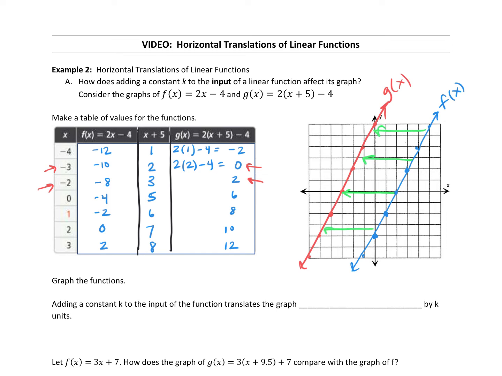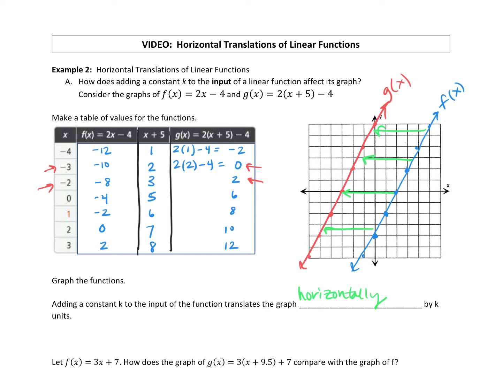So we'll just answer the question. Adding a constant k to the input of the function translates the graph horizontally. So let's throw in that word horizontal because this is a horizontal translation, horizontally by k units. So if you add something to the input, your x, now remember x's are your horizontal values on a graph. It is going to affect your graph. It's going to move it 5 units.